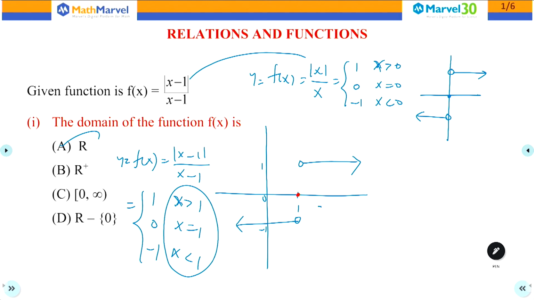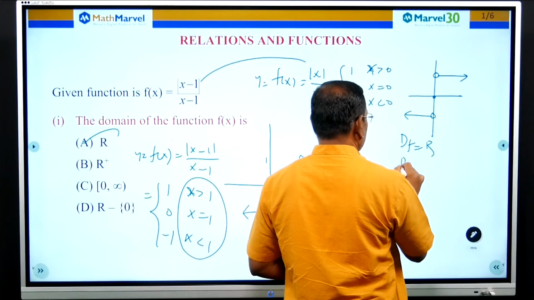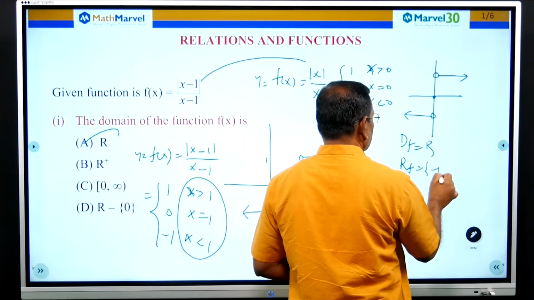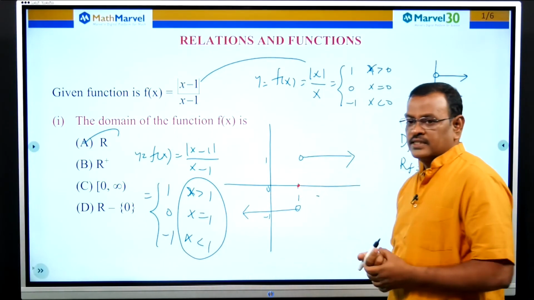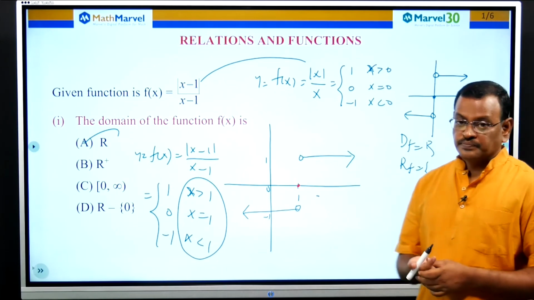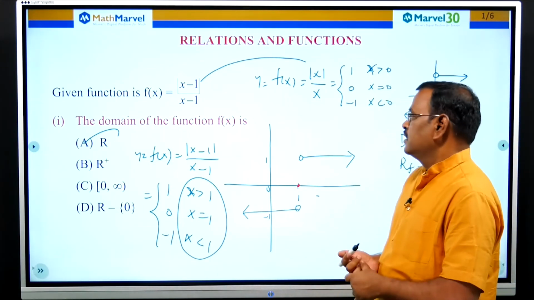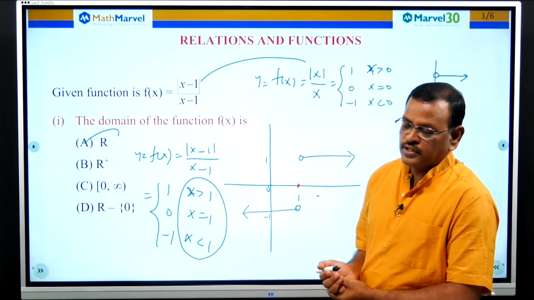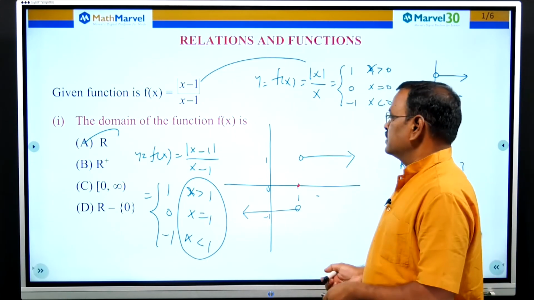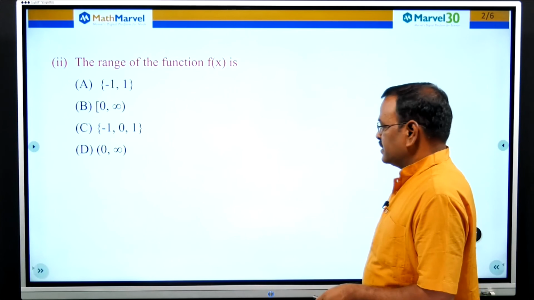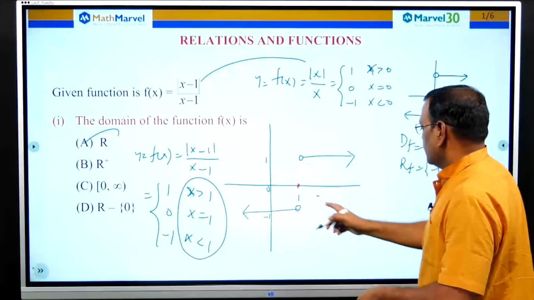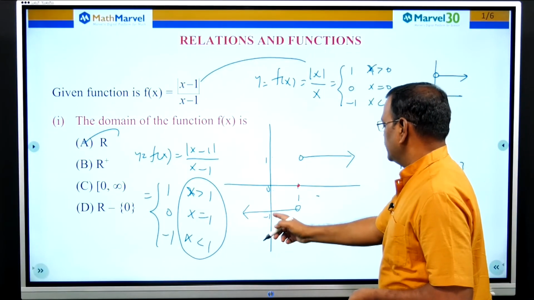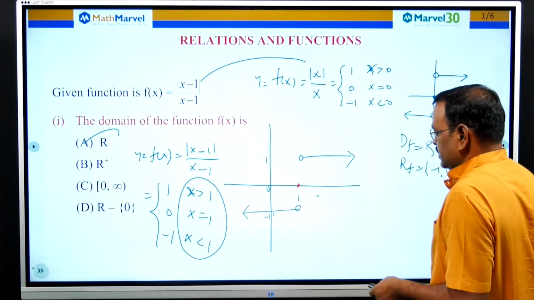And what is the range of this function? The domain of the original function is R and the range is minus 1, 0, 1. The same thing holds here: the domain and range are the same as for the original function, since this function belongs to that family. So the second sub question is the range of the function. The range of the function is minus 1, 0, 1 again. See here, this is 0, this is 1 and this is minus 1. The curve exists only at these three points.